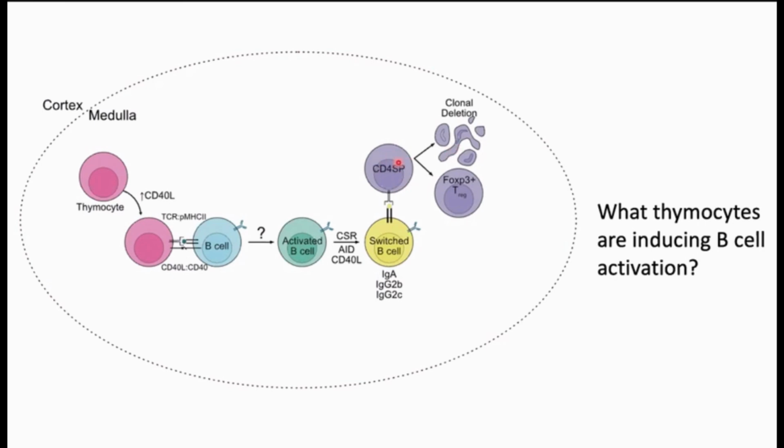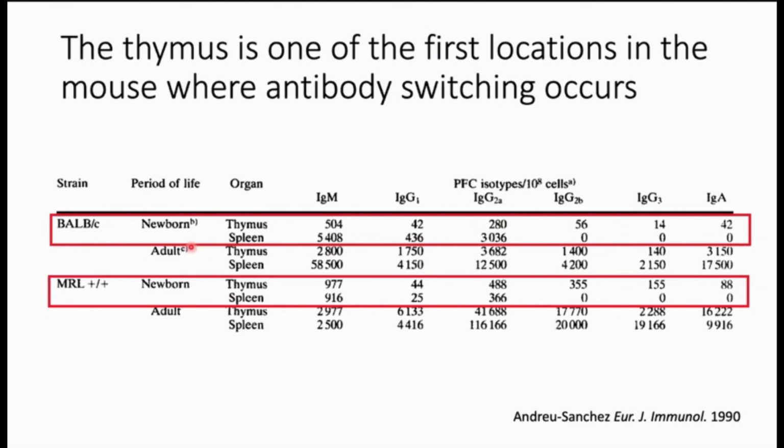And then this is able to then interact with a developing thymocyte to induce clonal deletion and T cell tolerance. So the next thing we were really thinking about is what is the thymocyte that's actually delivering this signal to the B cells? And the thymus is actually one of the first locations in the mouse where antibody switching occurs. So we were looking for things about the thymus and trying to think about B cell activation.